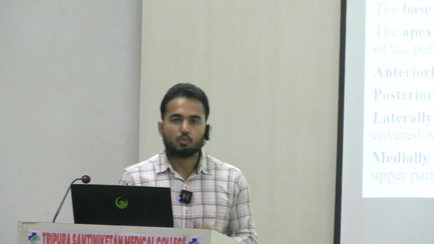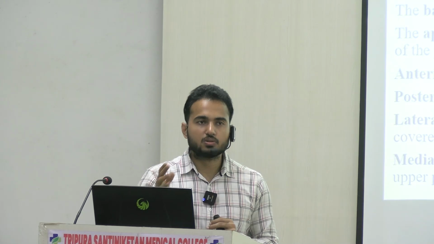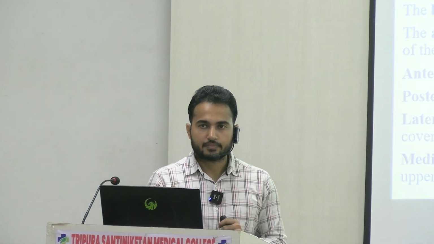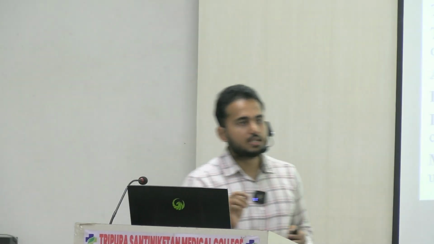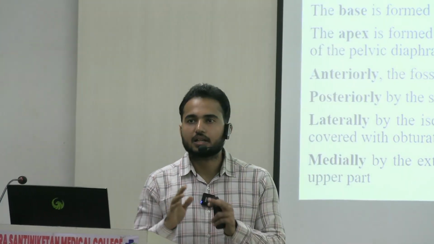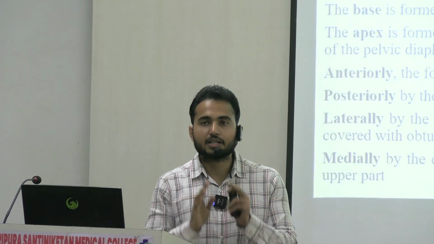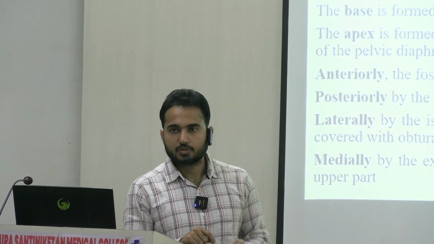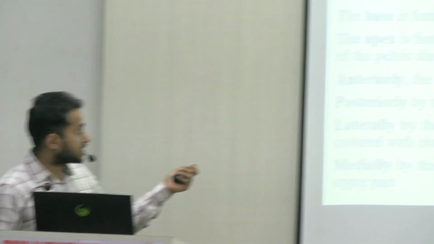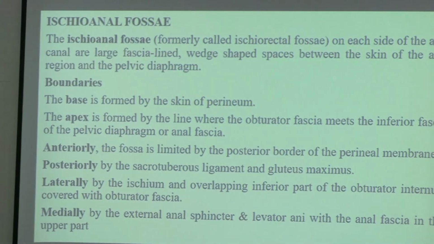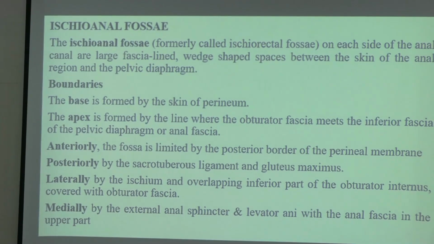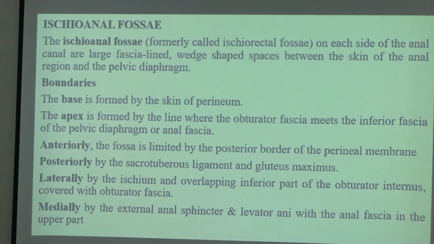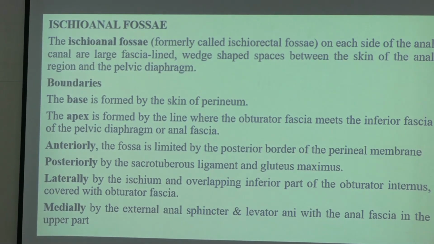Next, you can see it is a wedge-shaped space, and it is lined by various fascia. Do you know the meaning of wedge shape? Whenever you take a cross section, if it is triangular in shape, then it is called wedge shape. If it is wedge shaped, it has an apex and a base. Then it has anterior, posterior, lateral, and medial boundaries. These are the various boundaries.